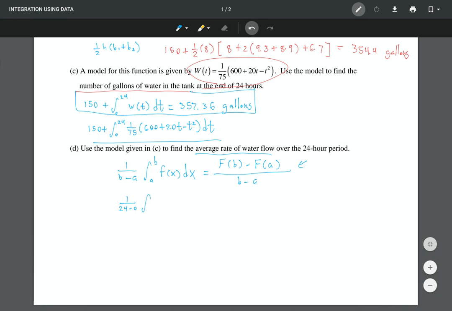And by the way, I just want to find the average water flow, right? So do not add 150. Actually, as a matter of fact, that wouldn't make any sense, and I'll show you why.